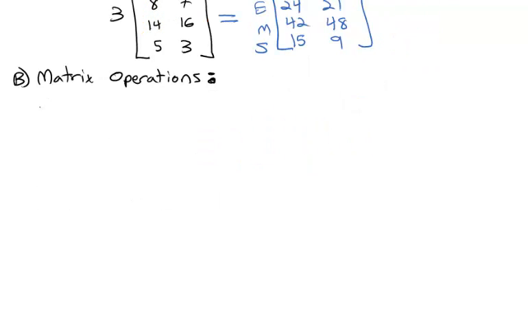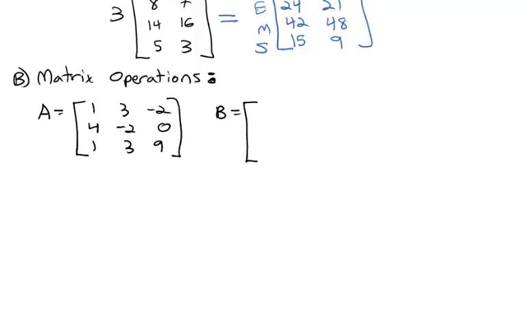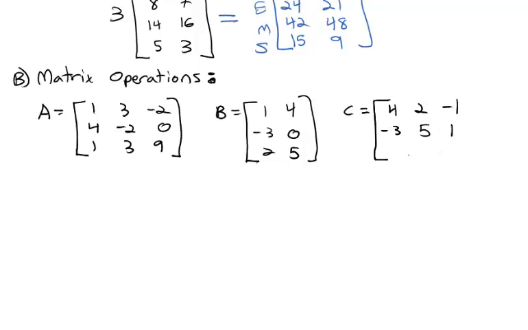So to set this up, we need a couple matrices to play with. I'm going to say matrix A, a 3 by 3 matrix: 1, 3, negative 2, 4, negative 2, 0, 1, 3, 9. Matrix B is going to be a 3 by 2 matrix: 1, 4, negative 3, 0, 2, 5. And matrix C, just for the sake of our example, we're going to make it 4, 2, negative 1, negative 3, 5, 1, 0, 6, negative 2.